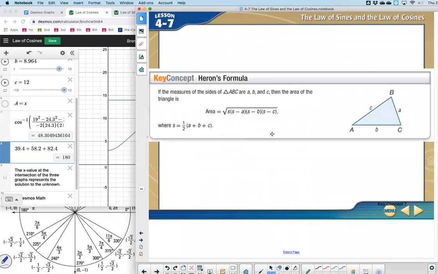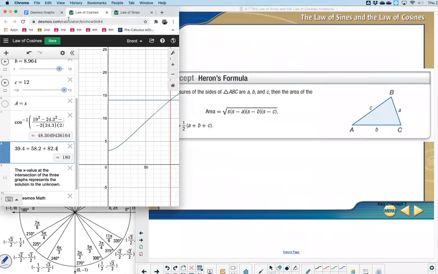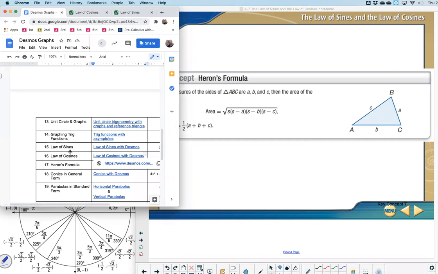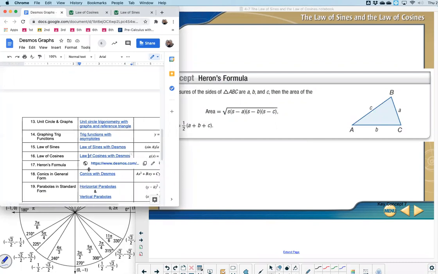So now let's move on to area. There are two formulas that solve for the area of a triangle. I have these linked, so let's go back over to Desmos calculator. I have it linked as Heron's formula, but truthfully, only one of these is technically Heron's formula. Then over here, I just linked it as area of a triangle.